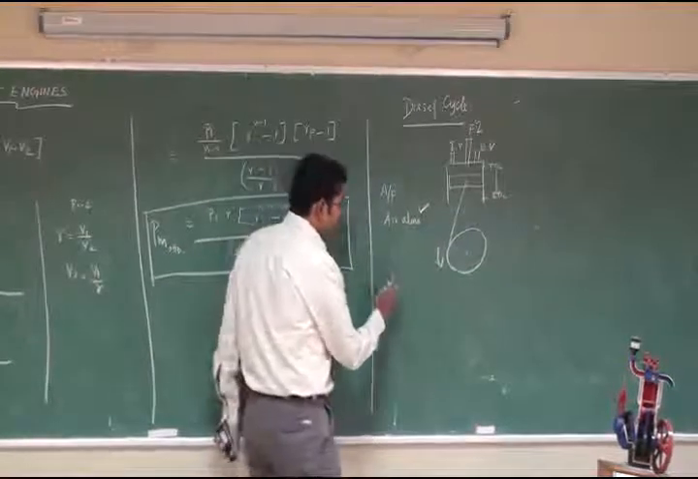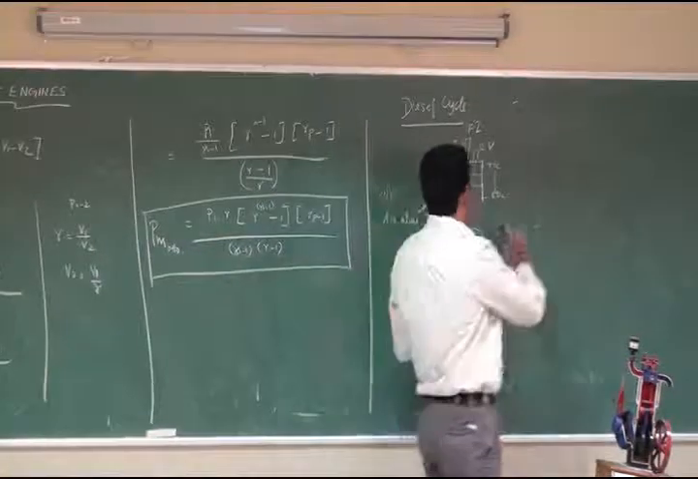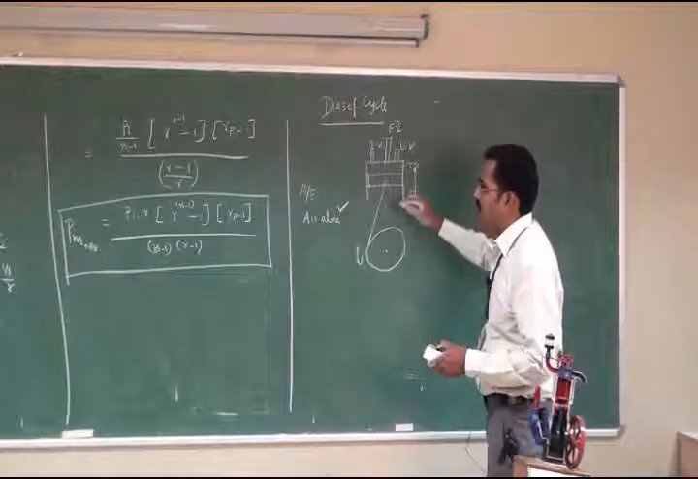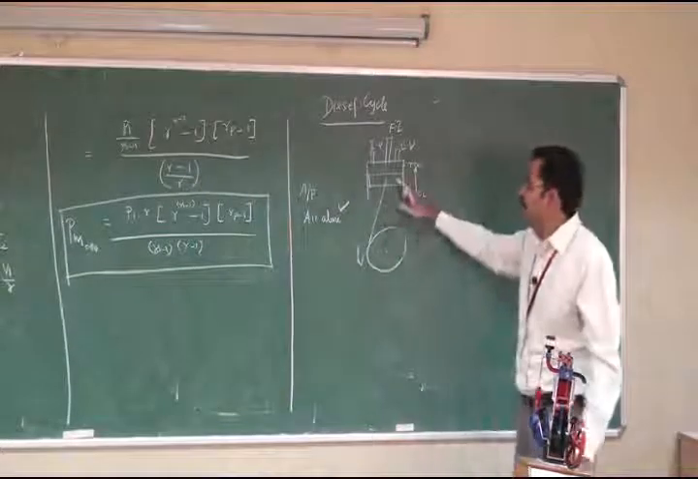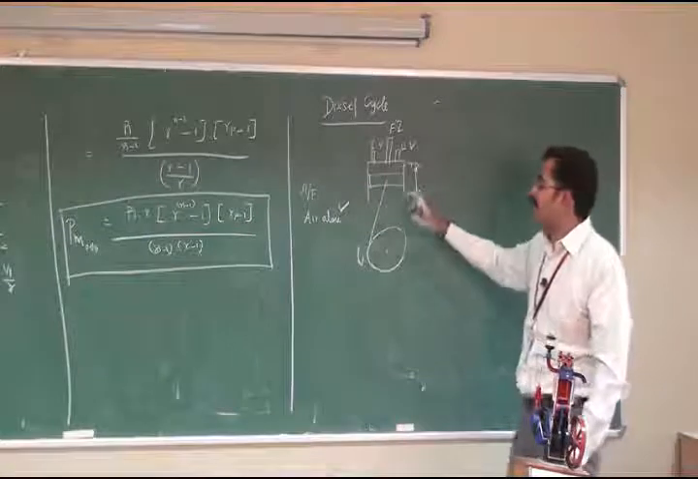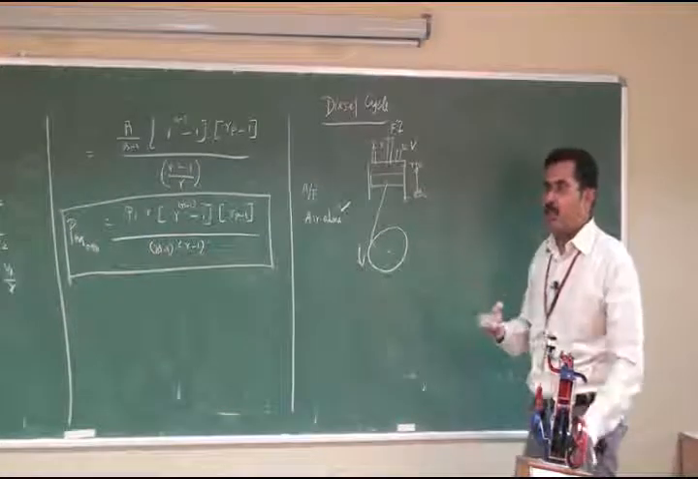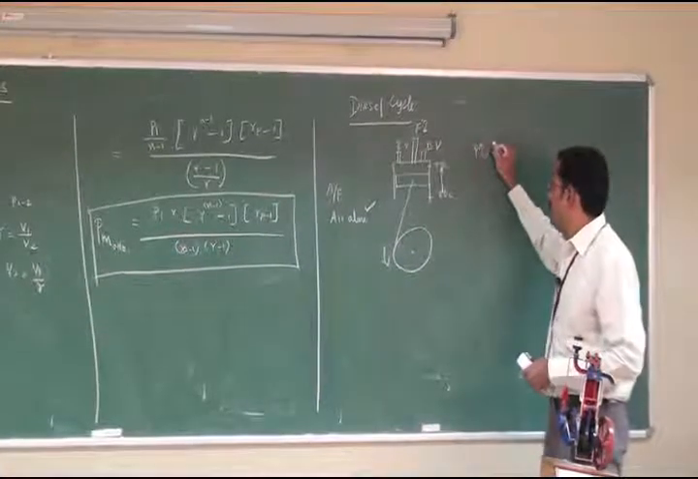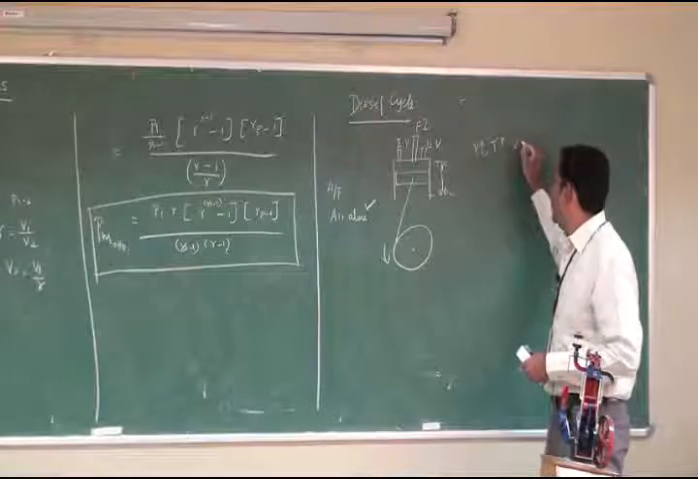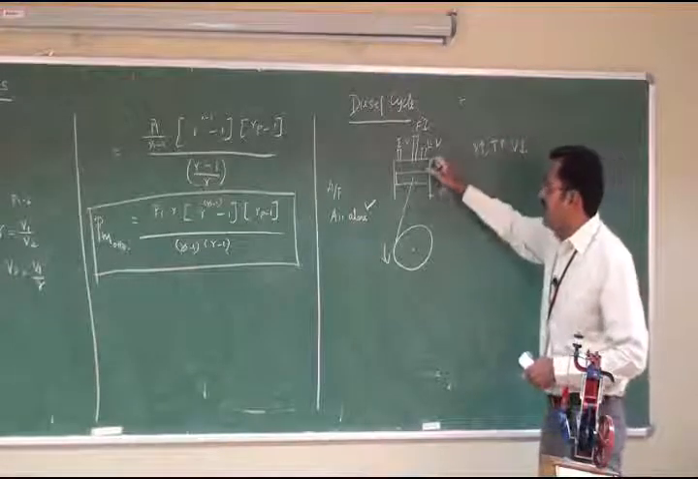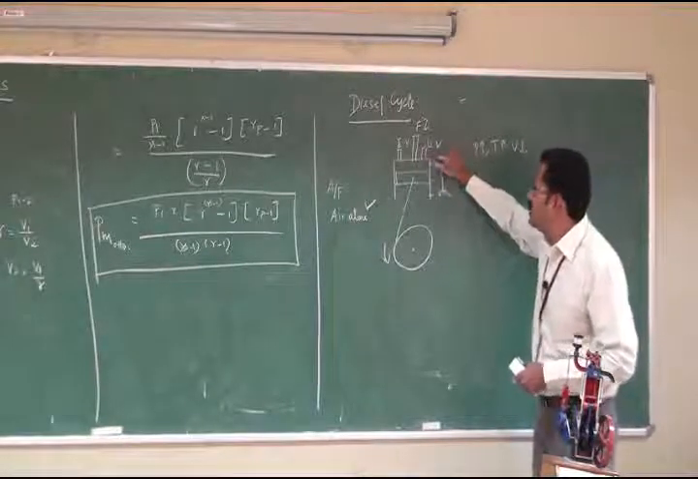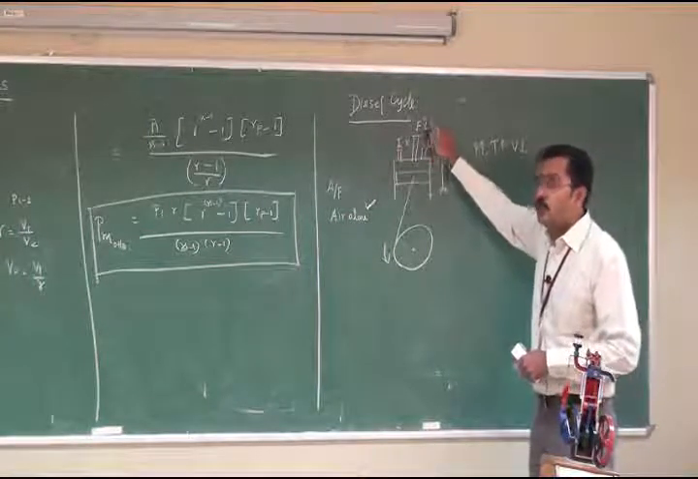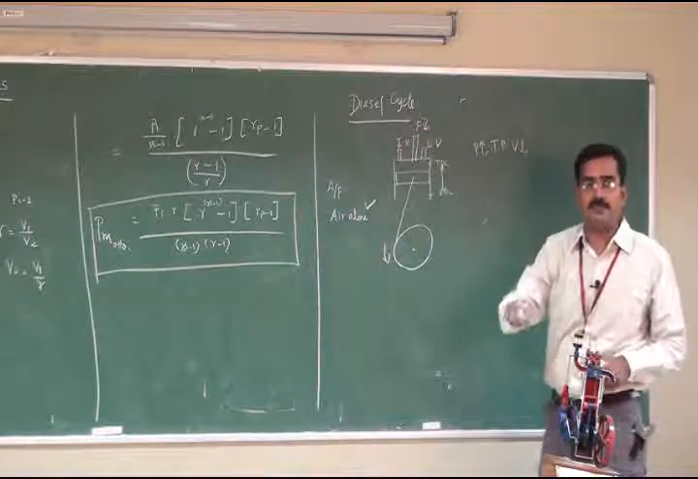What is the second stroke? In the second stroke, the piston moves from BDC to TDC. When the piston moves from BDC to TDC, the air inside the cylinder above the piston gets compressed. What will happen when it gets compressed? The properties of air change: pressure increases, temperature increases, and volume decreases. Now, the air is at compressed stage in the clearance volume. At that time, the diesel is supplied through the fuel injector at high pressure.